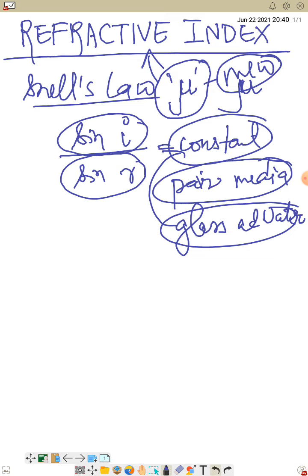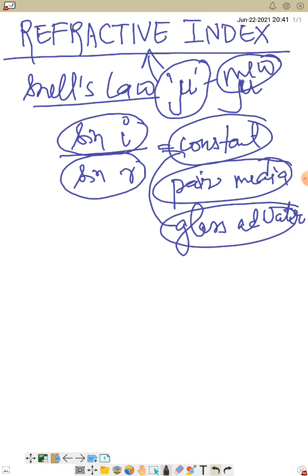Now why do we take that the refractive index is for second medium? So if you see the definition of this refractive index in your book, you will see that refractive index of second medium with respect to first medium. Second medium is considered first.